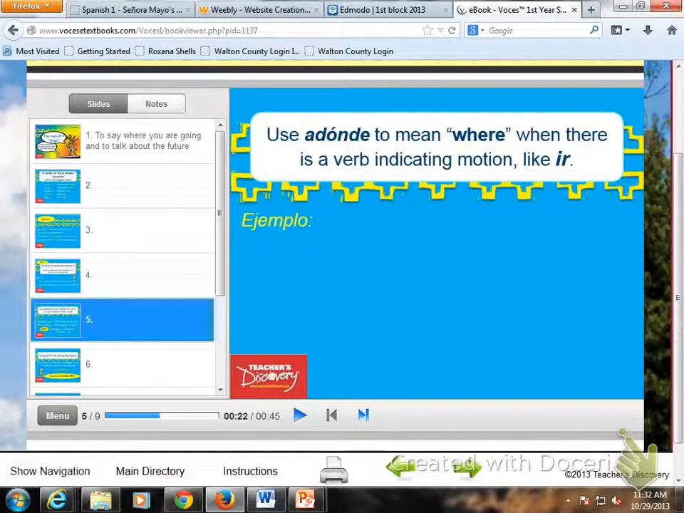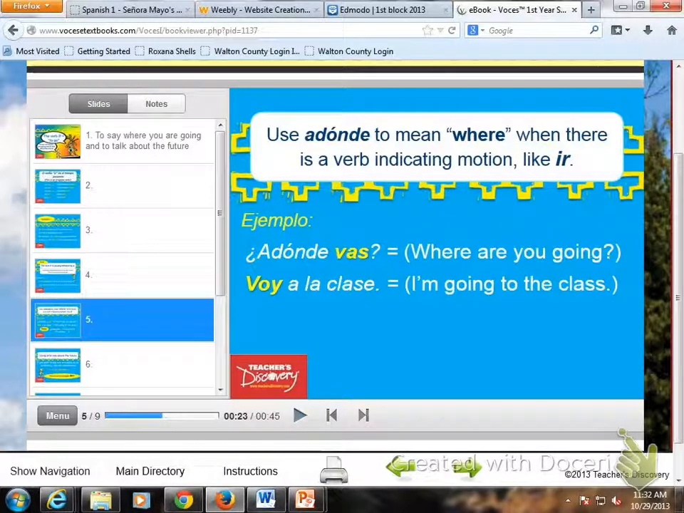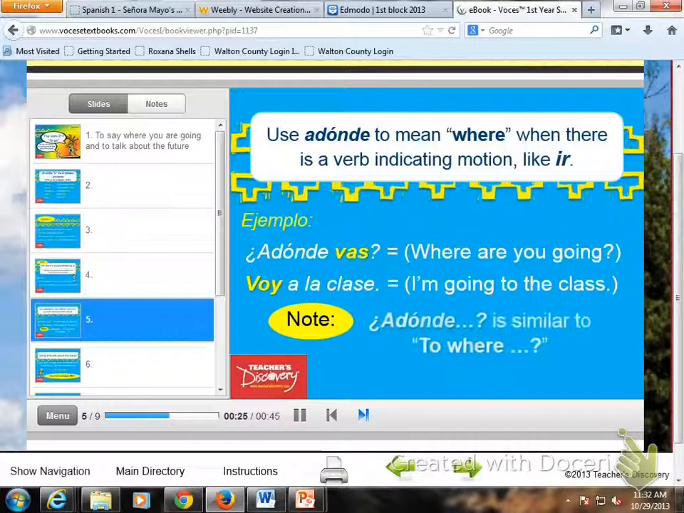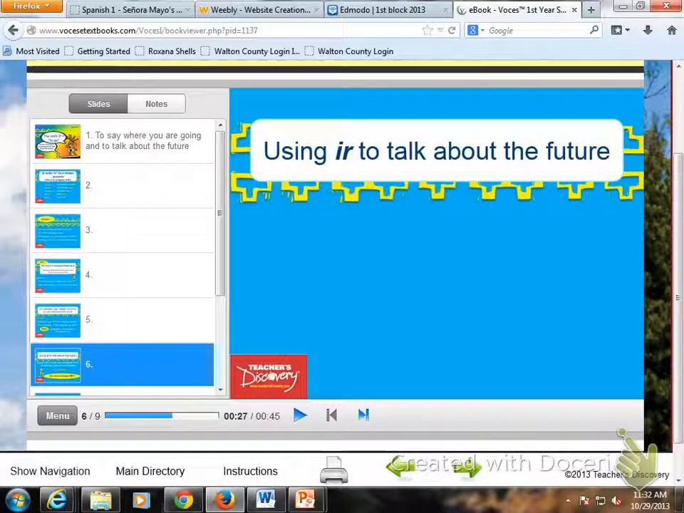All right, adónde we mentioned yesterday, just a difference. A lot of times you'll ask where somebody is going. The a is added to the word dónde, which is just a word for where, to ask basically where are you going. And so that adónde is in the question, and it's also in the answer. I'm going to class. And so you're basically asking somebody, where are you going to? To where are you going? And then you say wherever you're going to.